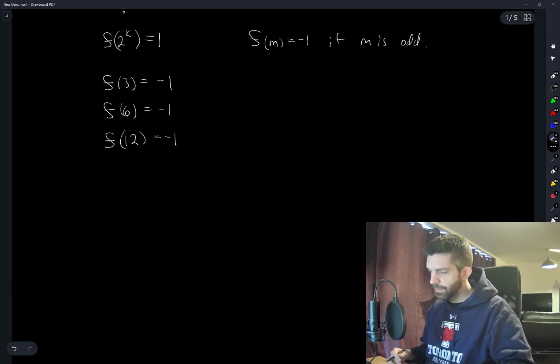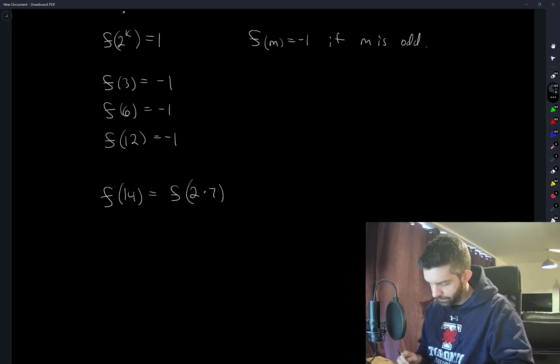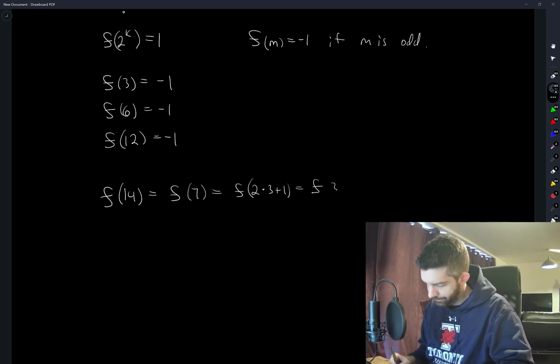Why don't we try and compute this for an even value which is not a power of 2, just to see this in action? F of 14. Well, this is equal to f of 2 times 7, so that's equal to f of 7, which is equal to f of 2 times 3 plus 1. So this is equal to f of 3, but f of 3 we've already found is equal to negative 1.